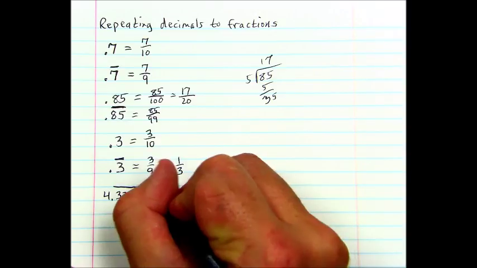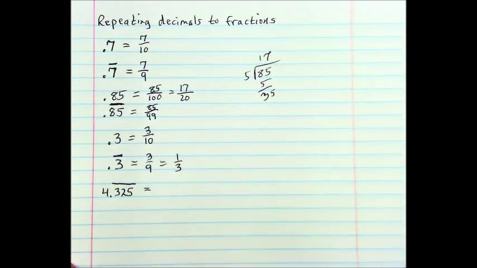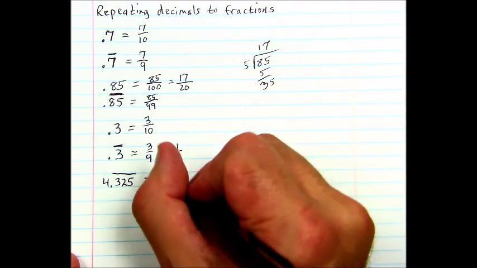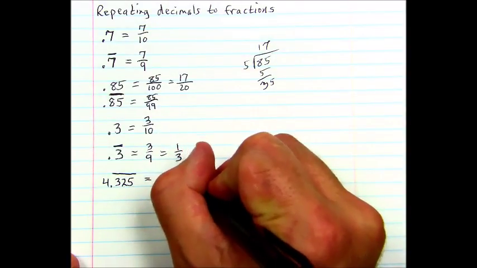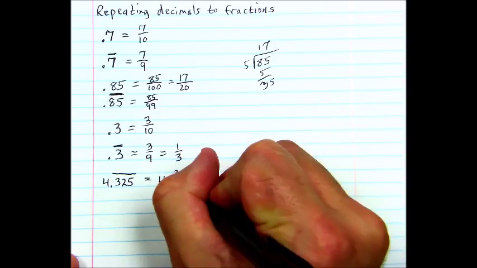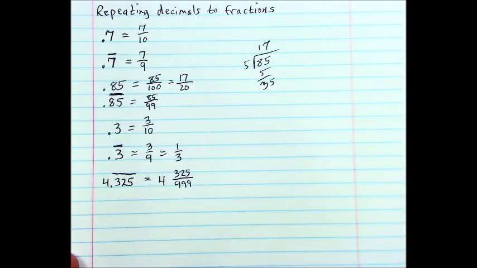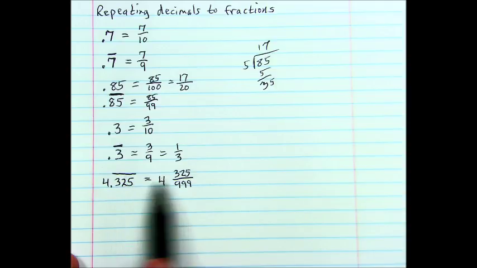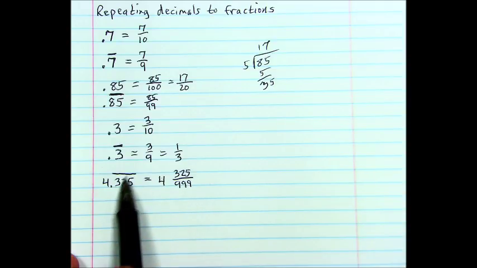4.325 repeating is 4 and 325 999ths. 3 places, 3 nines. Wait, so why don't we have to put the 4? Why can't we put the 4 in? The 4 is not under the line. Only the ones under the line make the 9s. Out of 999. That's the easy part.